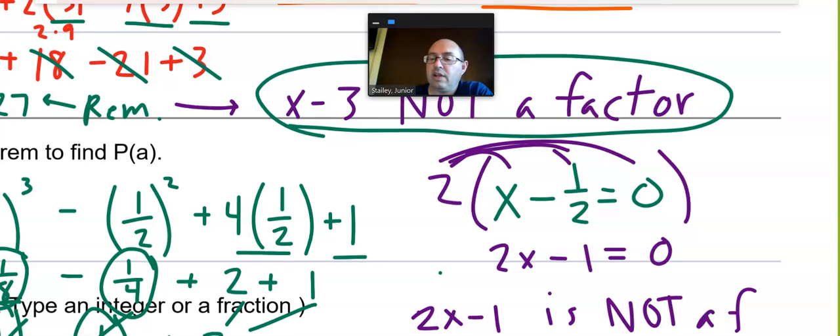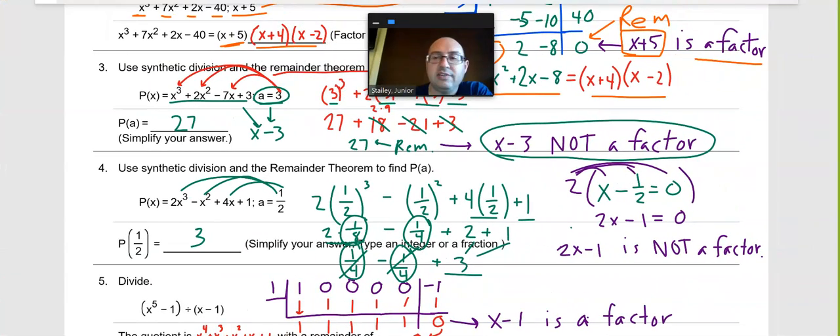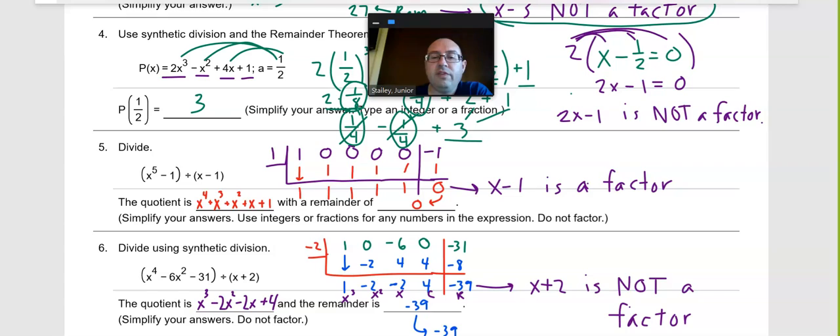And the reason I know that we're dealing with 2x minus 1 and not x minus a half is because there are no fractions for coefficients. All of these are nice whole numbers, no fractions. Okay, moving on to question 5.